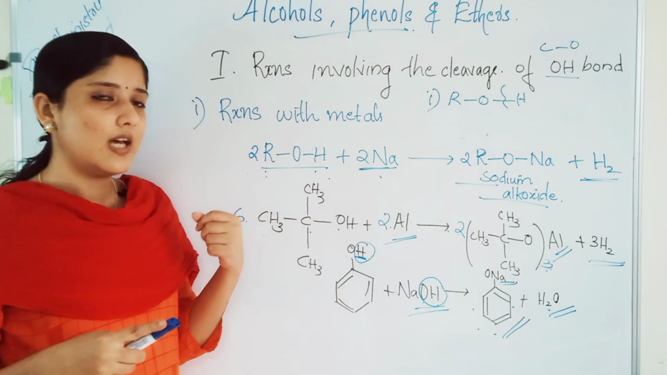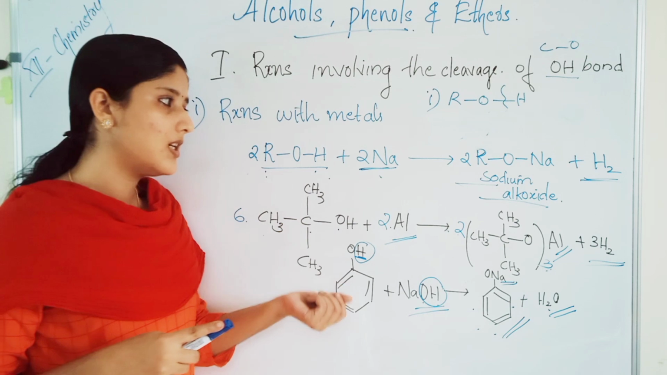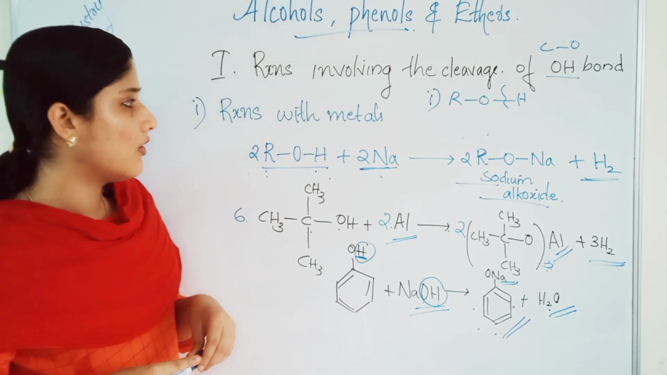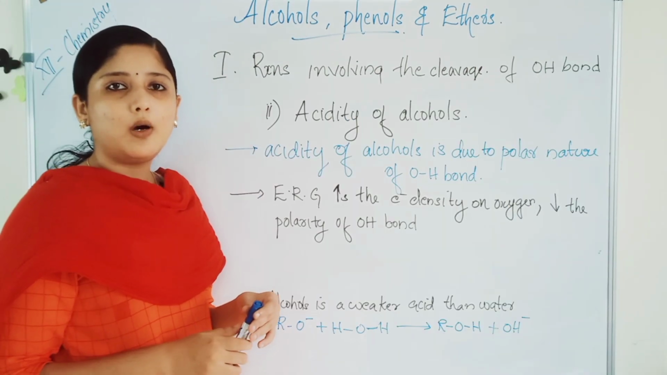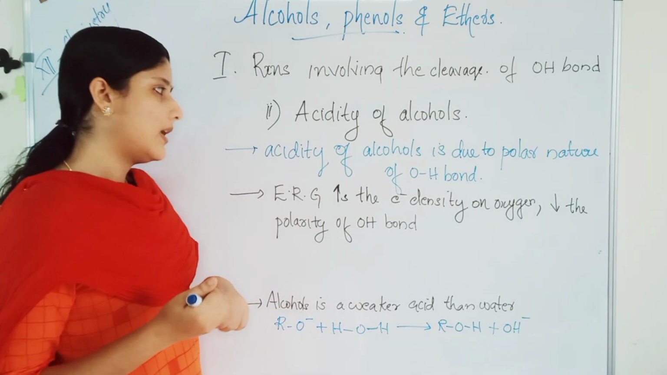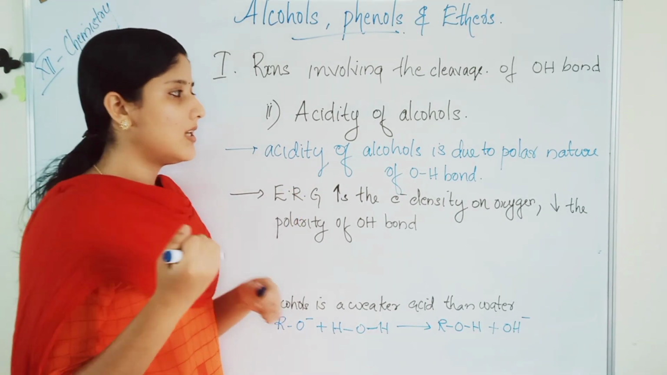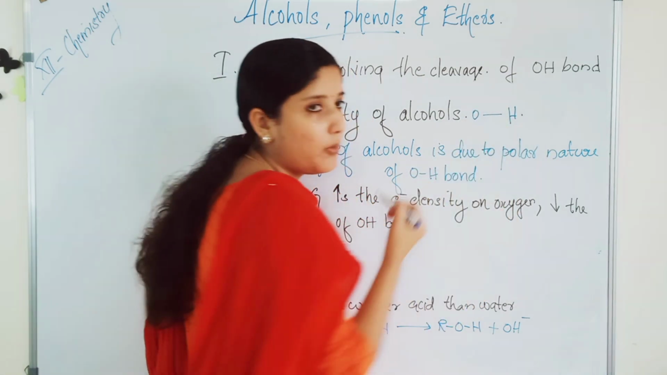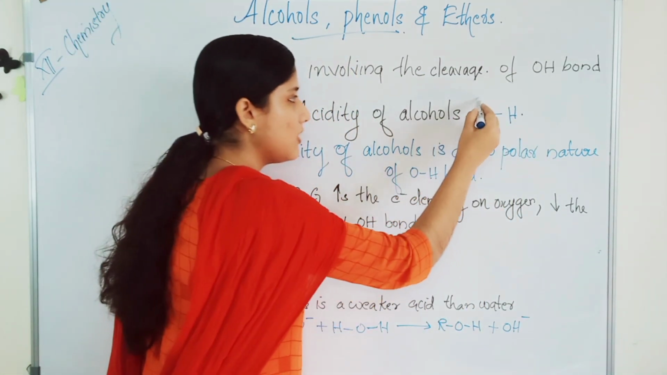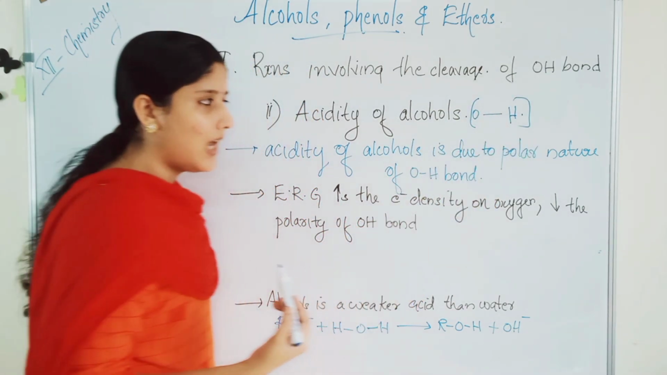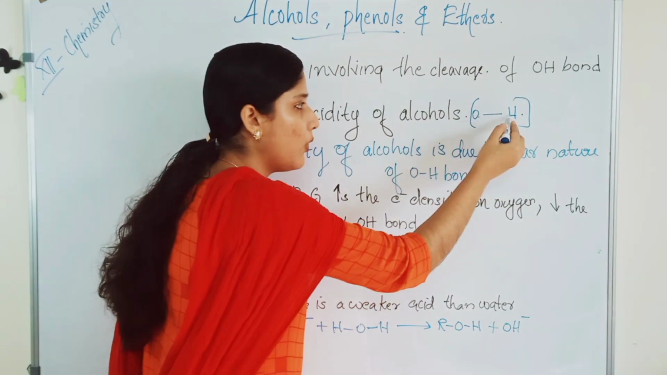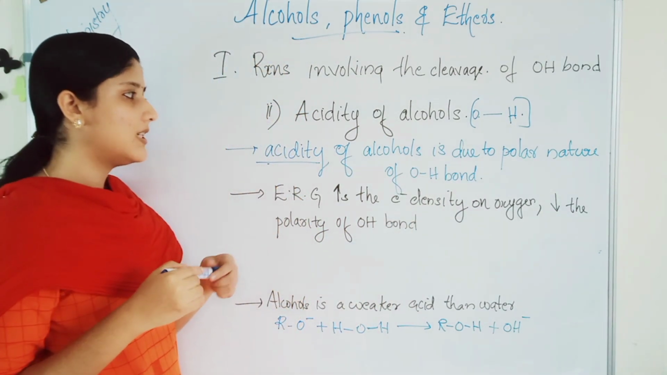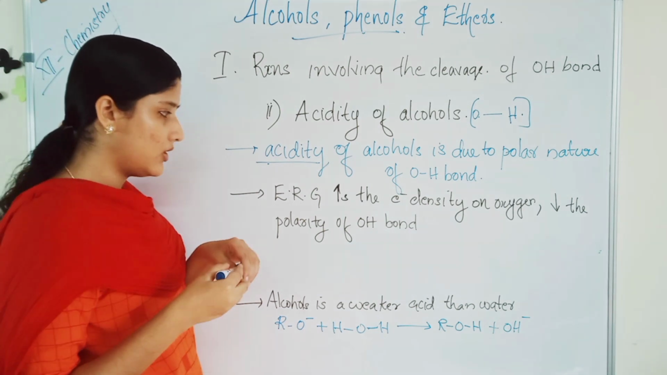So we can give an example of this reaction to indicate the acidity of alcohols or the acidity of phenols. Now, about the acidity of alcohols. Why is alcohol acidic? Due to the polarity of the OH bond, which means this oxygen will easily leave this hydrogen. Due to the polarity of the OH bond, they are acidic. Acidity of alcohol is due to the polar nature of the OH bond.